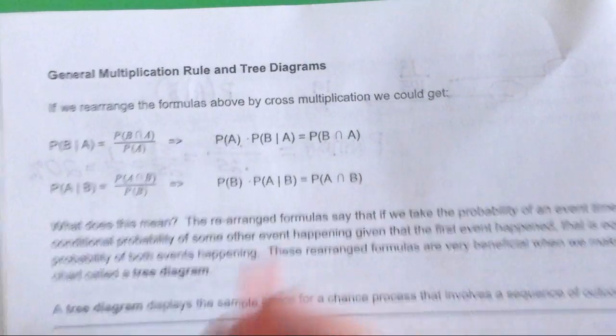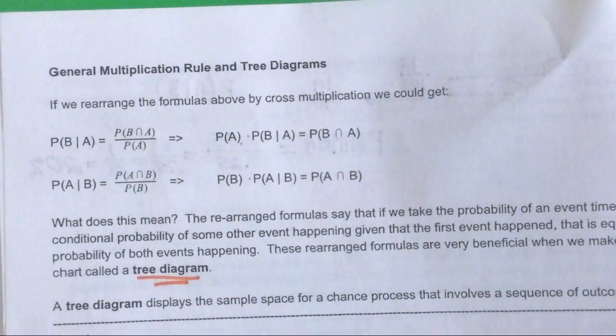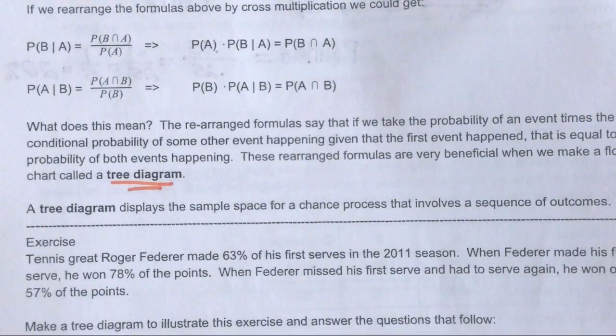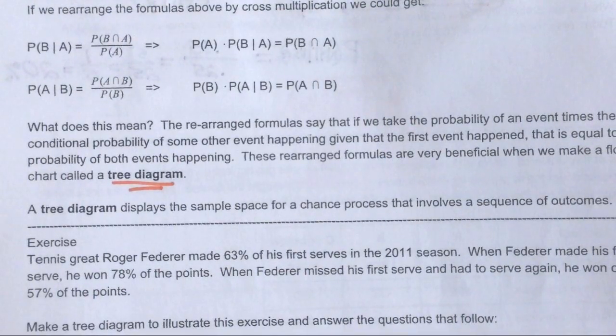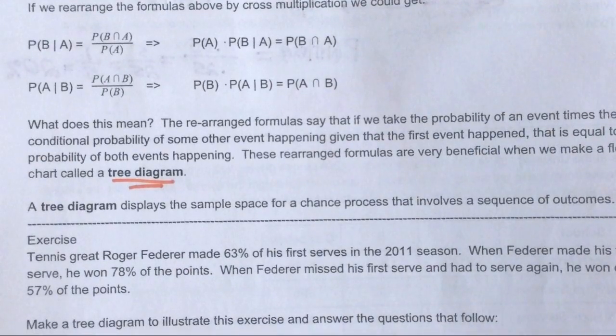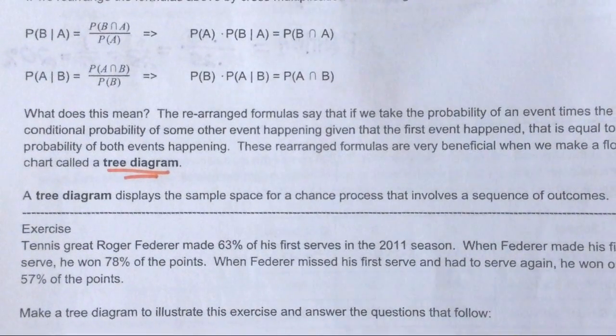Okay, so again, I don't actually memorize those formulas, but I do love me a tree diagram. Read more about the tree diagram. The tree diagram displays the sample states for a chance process that involves a sequence of outcomes. Okay, so a tree diagram is literally just supposed to help us out and list out all our options.